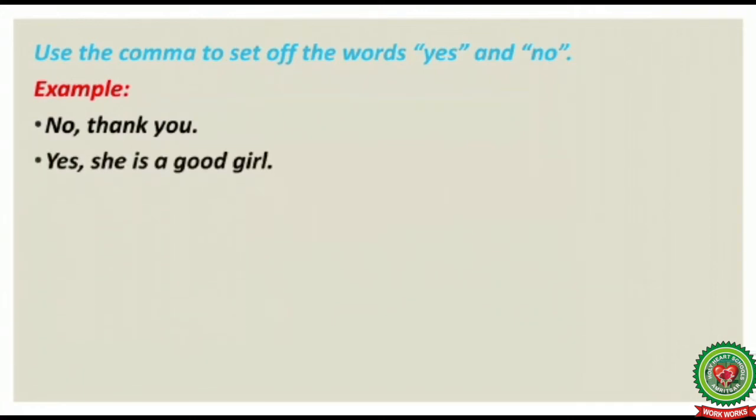Yes, she is a good girl. Similarly, yes, she is a good girl. We will write a comma after yes. Now let's proceed to the next rule.